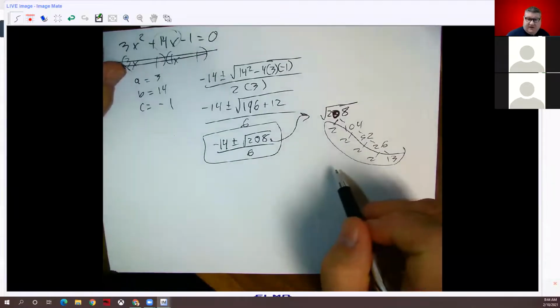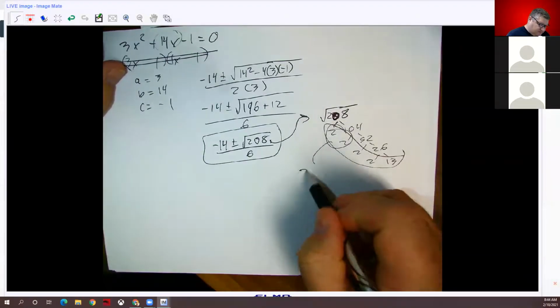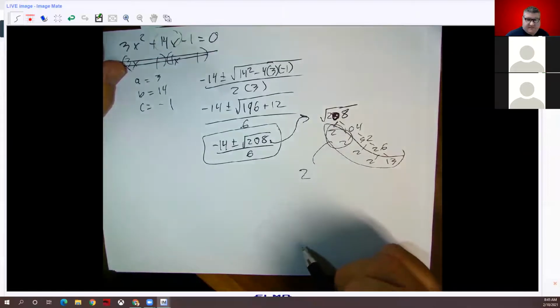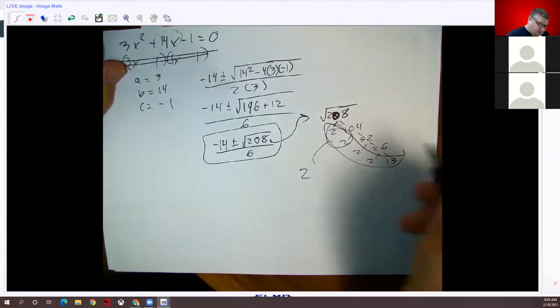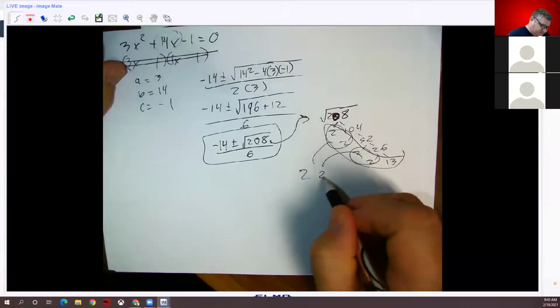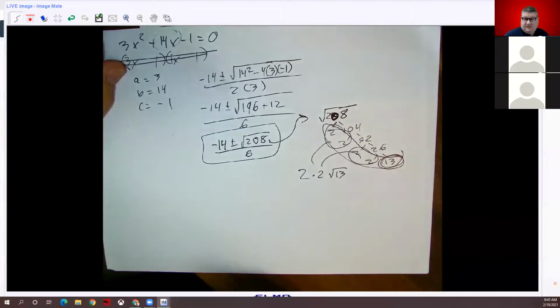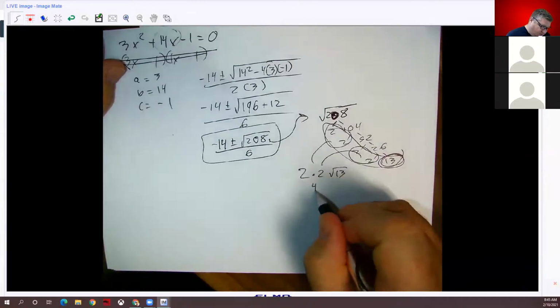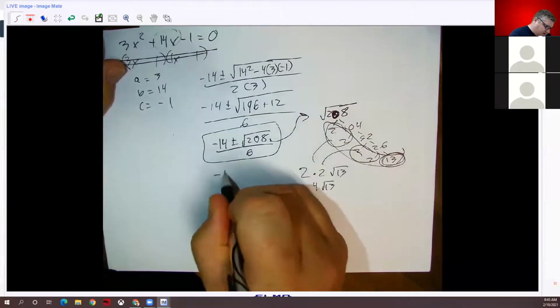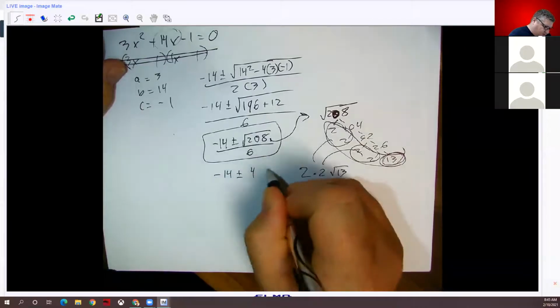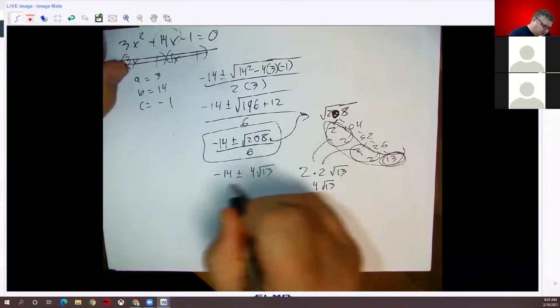I see a pair of twos. Do you see another pair? Twos. And what's my leftover? There he is. So I have 4 root 13. So here we go. -14 plus 4 root 13 all over 6.